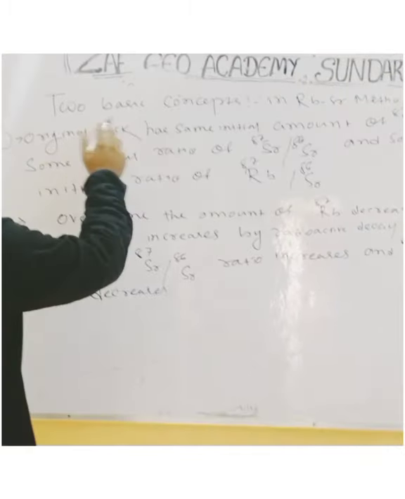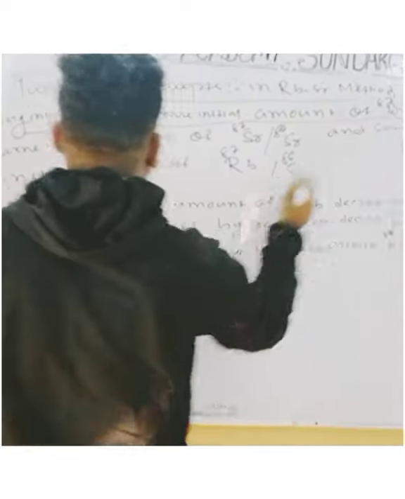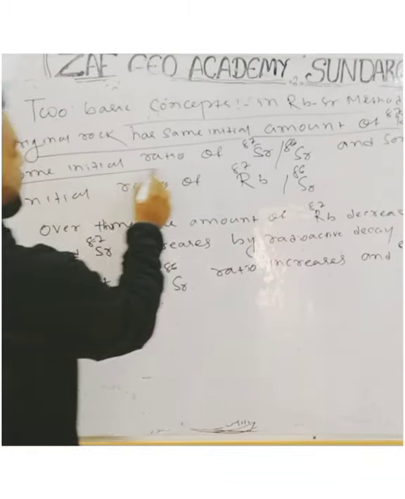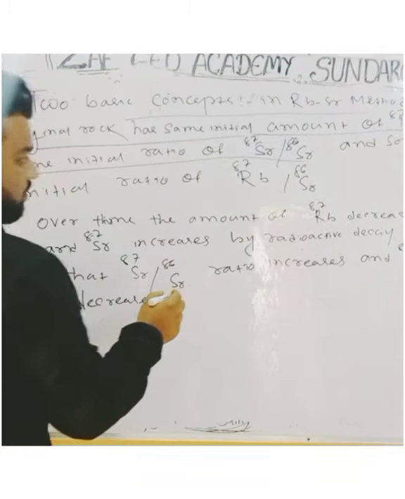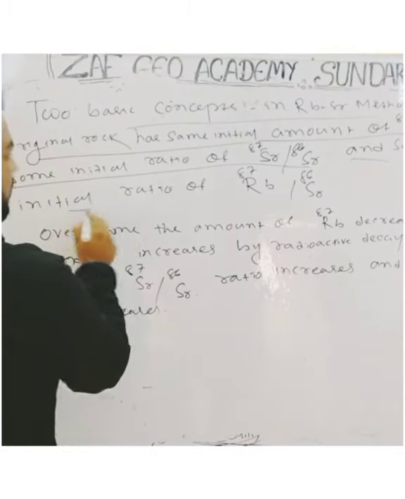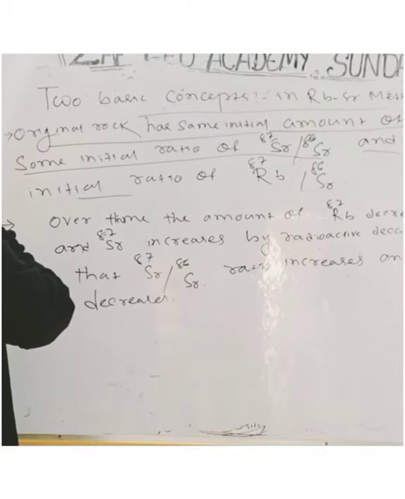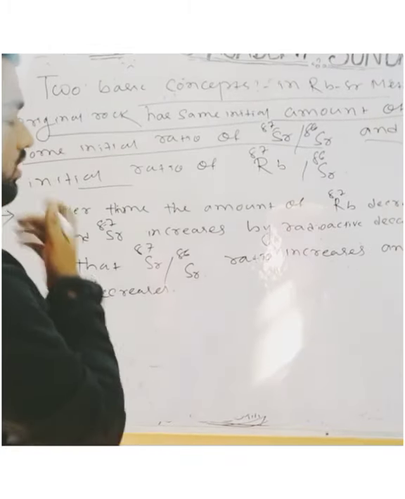So there are two basic concepts involved in the rubidium strontium method. The first concept is that the original rock has some initial amount of rubidium 87, some initial ratio of strontium 87 by strontium 86, and some initial ratio of rubidium 87 by strontium 86. All those things will be present in the original rock when the rock is formed.